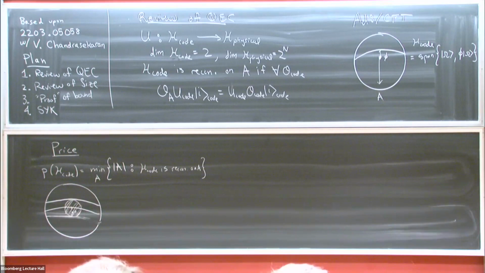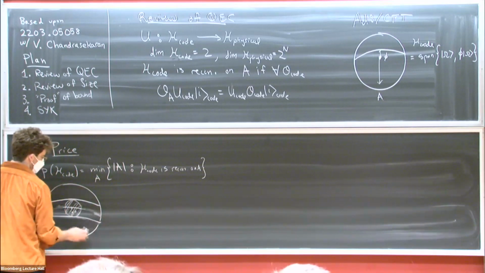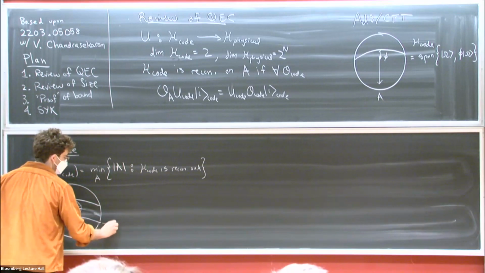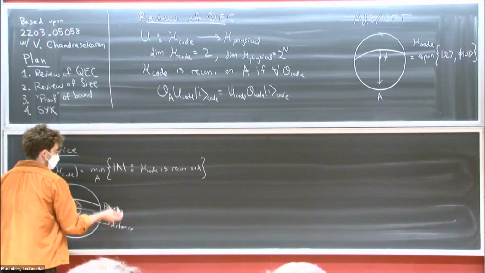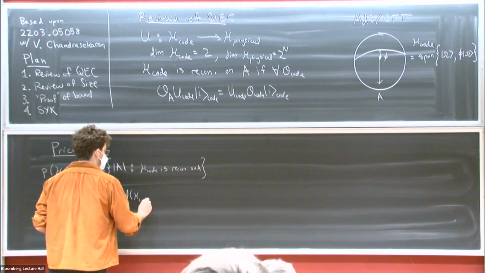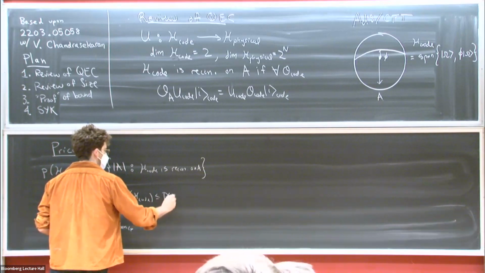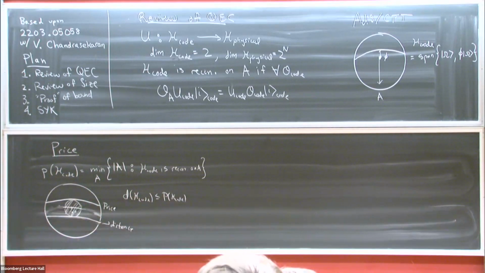This one is called the distance. So this is the distance surface, and this is the price. It's pretty clear from the AdS/CFT picture that the distance of some code is always less than or equal to the price. You won't actually need the distance, but I just thought I'd introduce it.